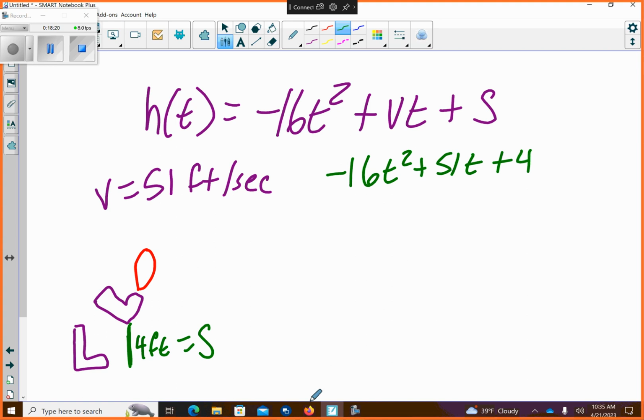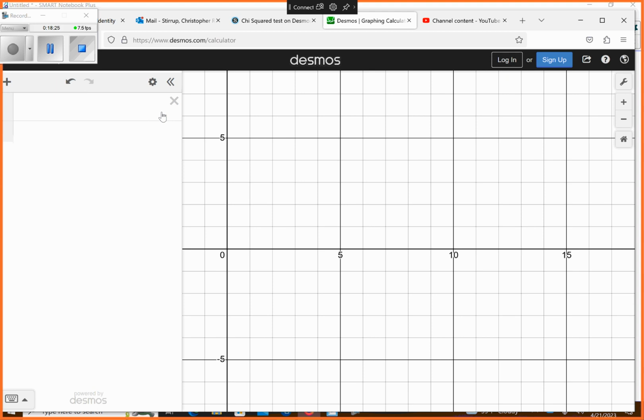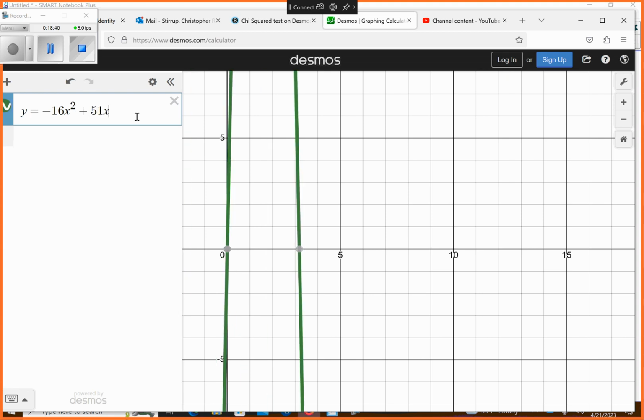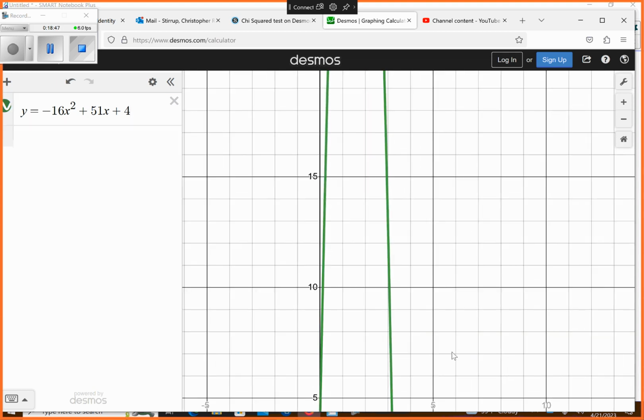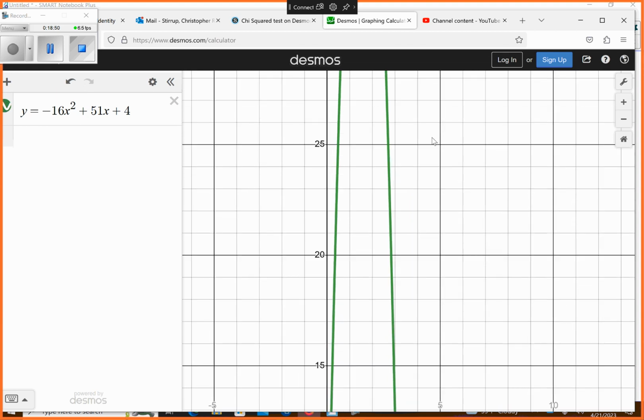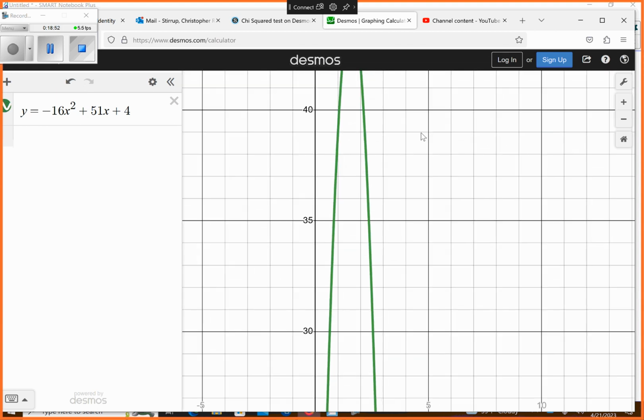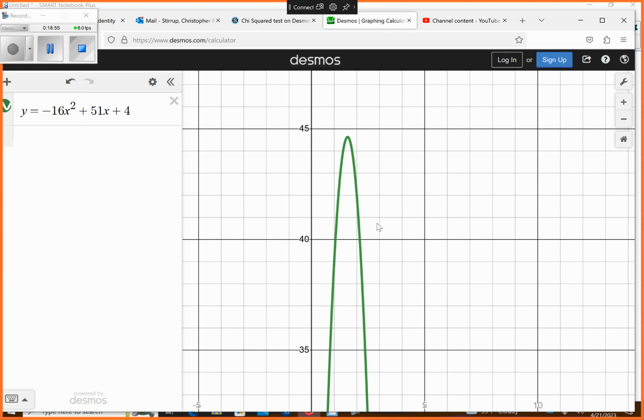Well, again, I think Desmos is kind of fun to play with. So I get y equals negative 16x squared plus 51x plus 4. Okay. So this guy has got one heck of a foot. Is my equation the same as what I just wrote down?